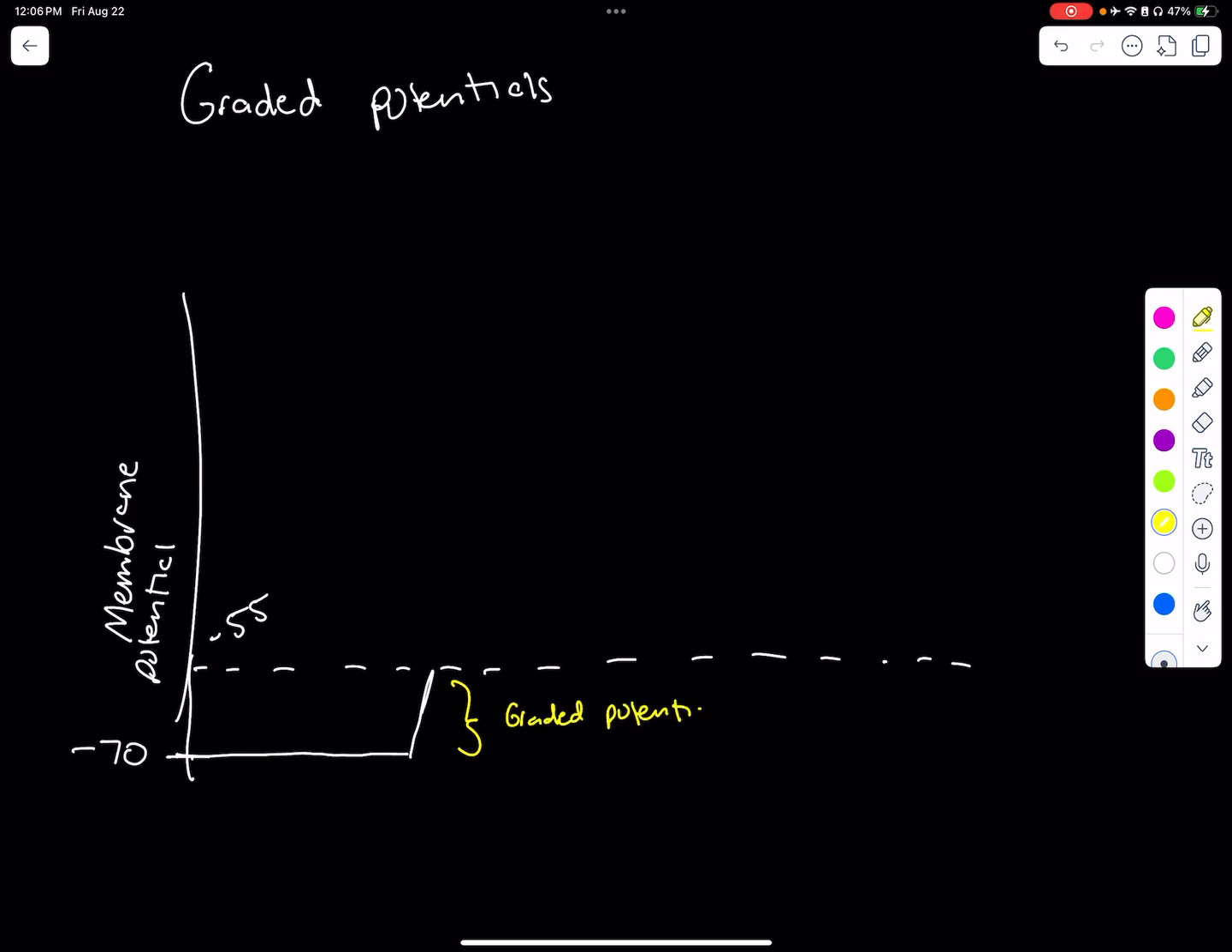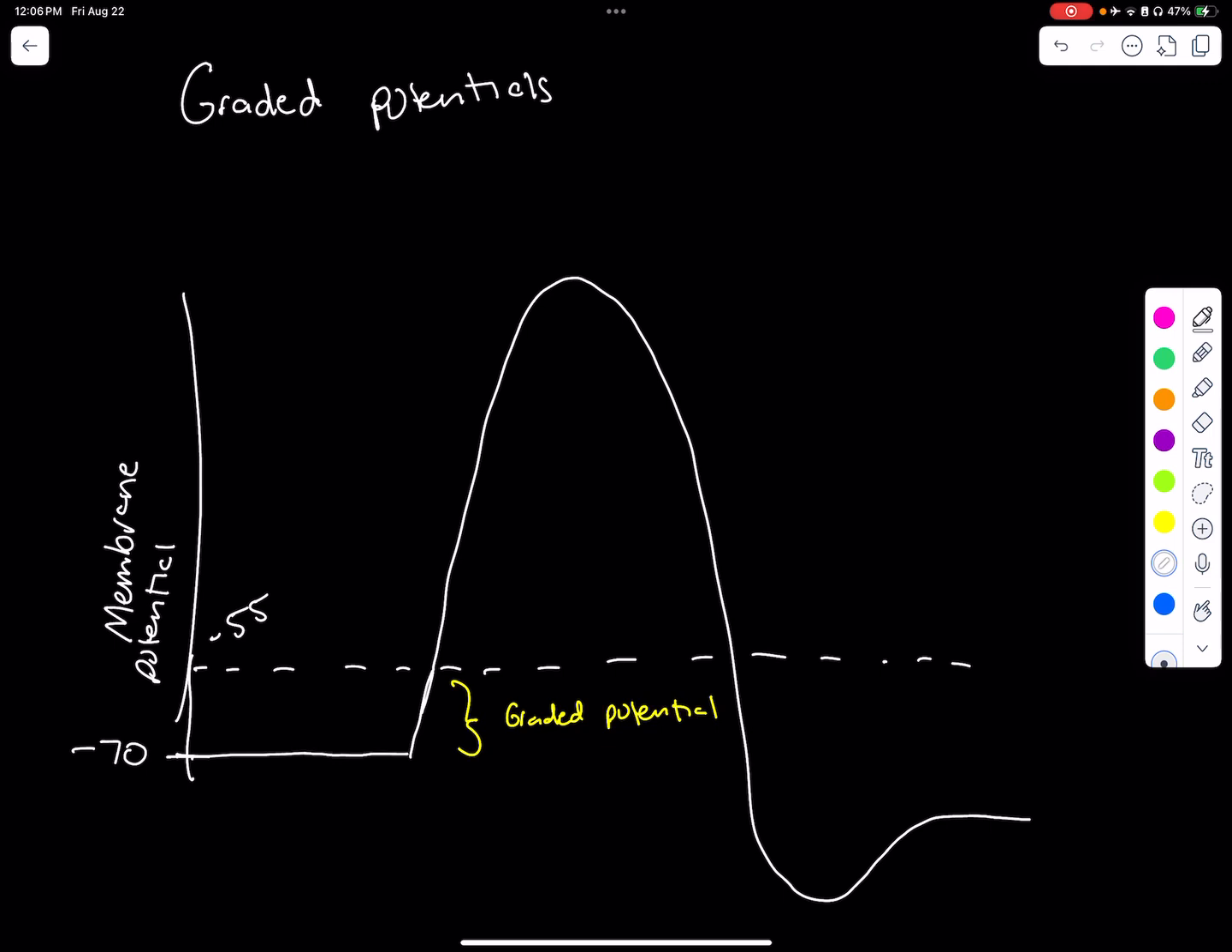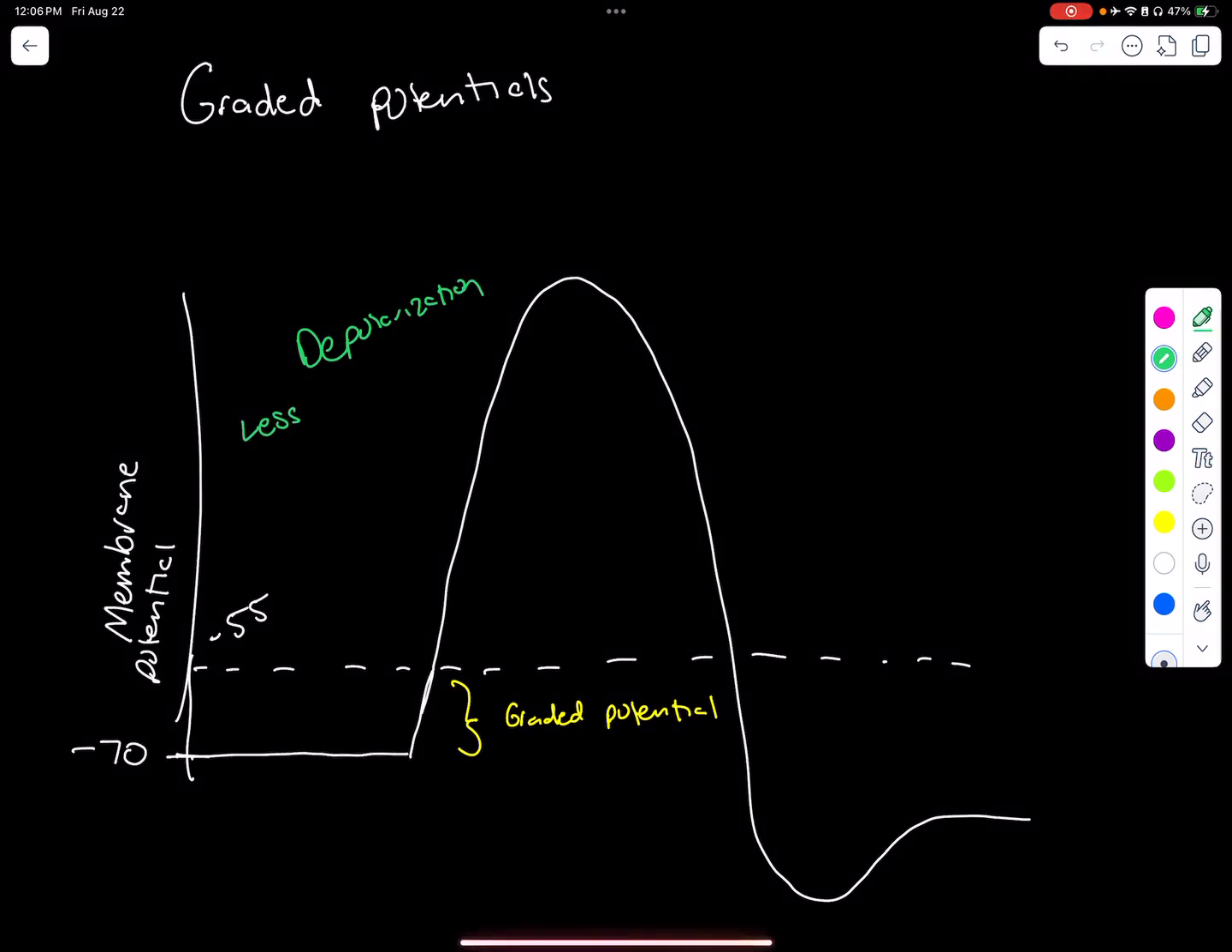Now, once we hit threshold, then an action potential actually occurs. And it looks something like this. There's three parts. You've got depolarization, which just means less negative. De is less, polarization is negative. So that's from here to here. Then we've got repolarization, which is from there to there. Repolarization just means return to our original negative state. So return to negative.